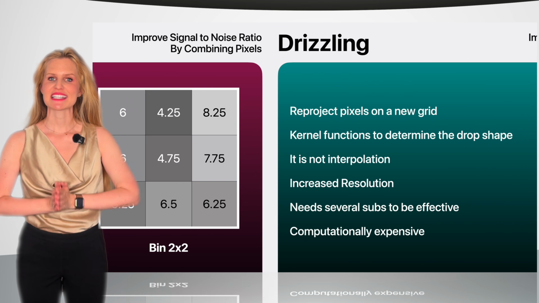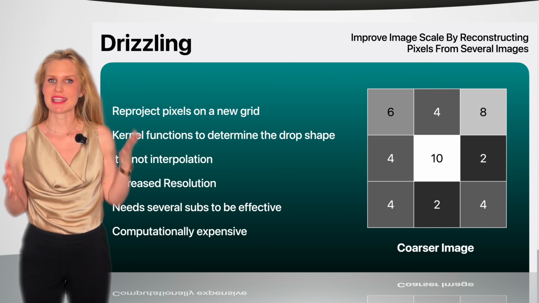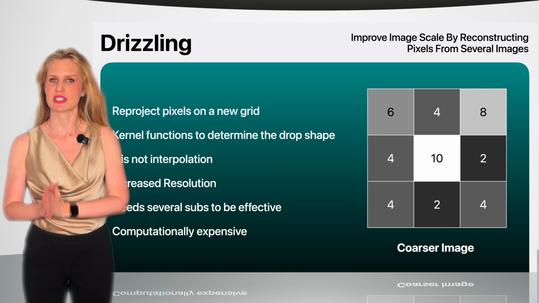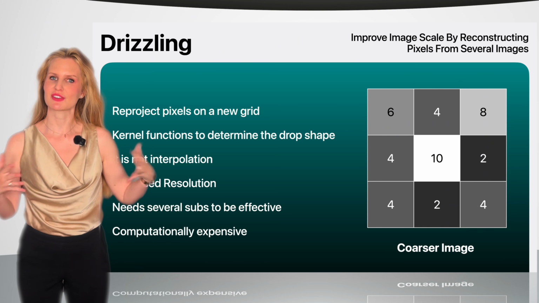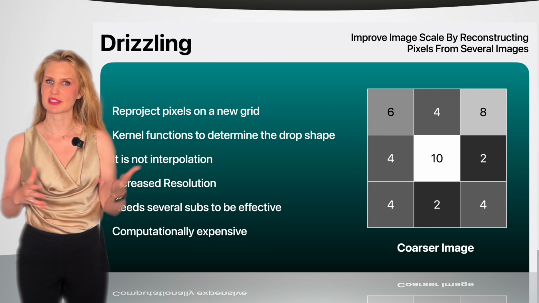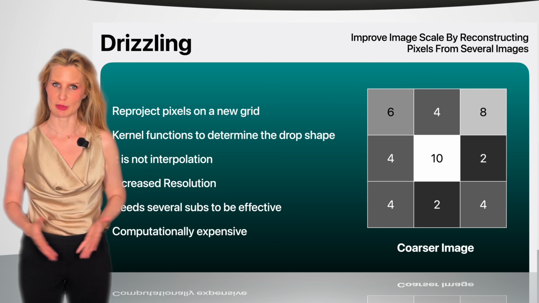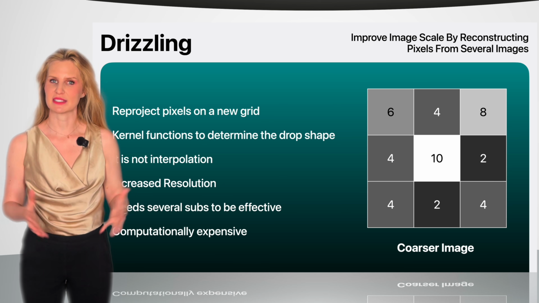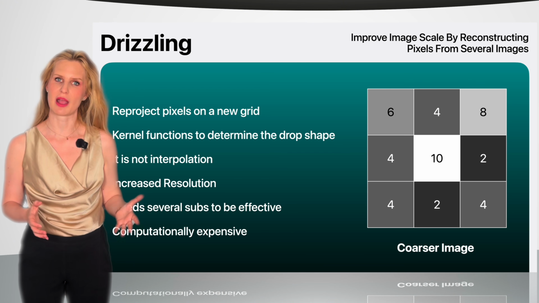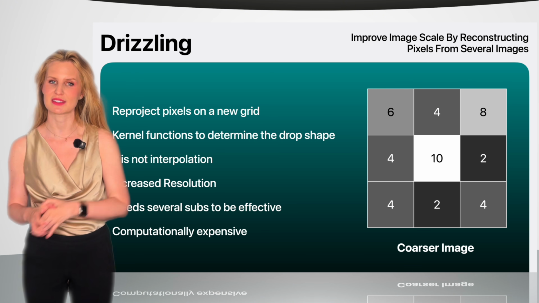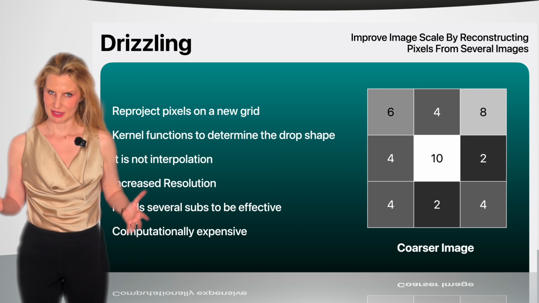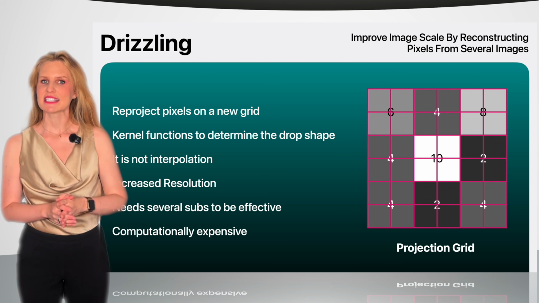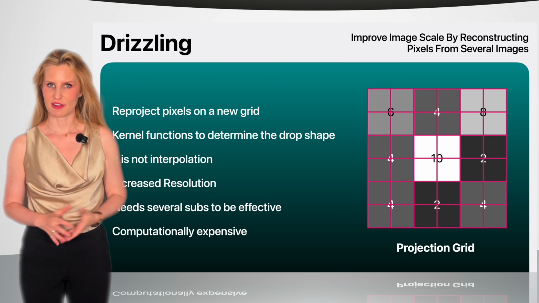The next technique is drizzling, which is essentially the opposite of binning. Instead of reducing resolution to boost signal, drizzling aims to increase resolution by reconstructing image data from multiple exposures. It is particularly useful for recovering sub-pixel detail, but only if your optical system and acquisition method support it. Here's how it works. First, we define a new, finer grid. This will be the resolution of our final image.